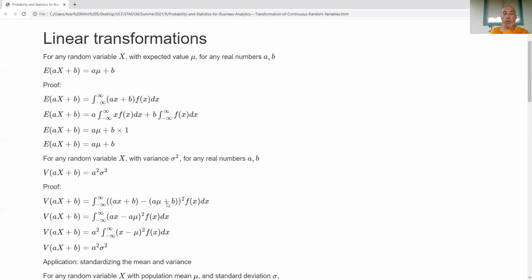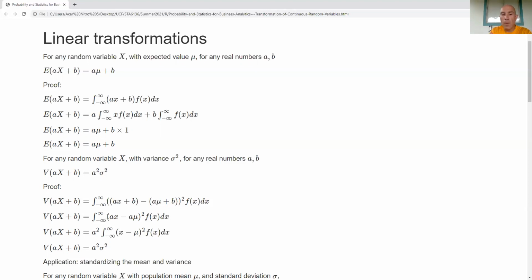Now negative sign I can distribute. So it's negative a mu, negative b. Well, the b's are going to cancel out. Boom, I have ax minus a mu. Now, I look at this and I go, hey, I could factor out that a. If I factor that out, it's going to end up getting squared.